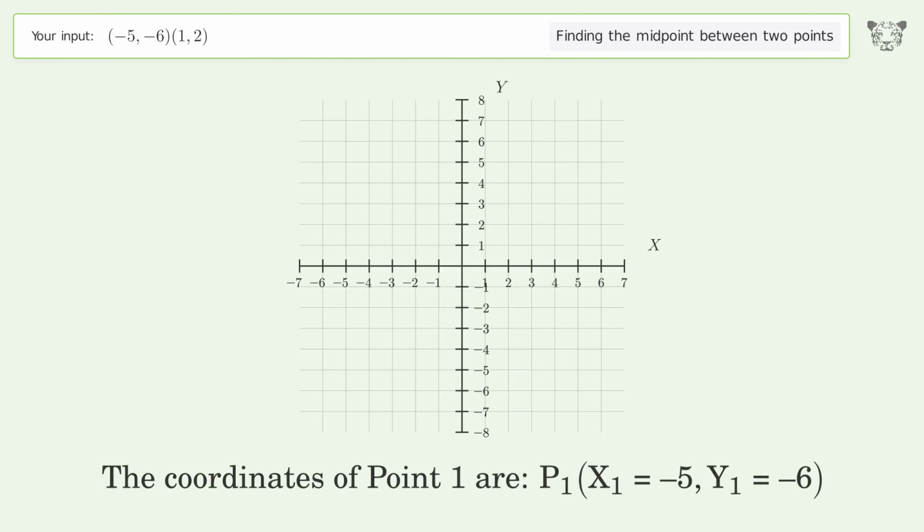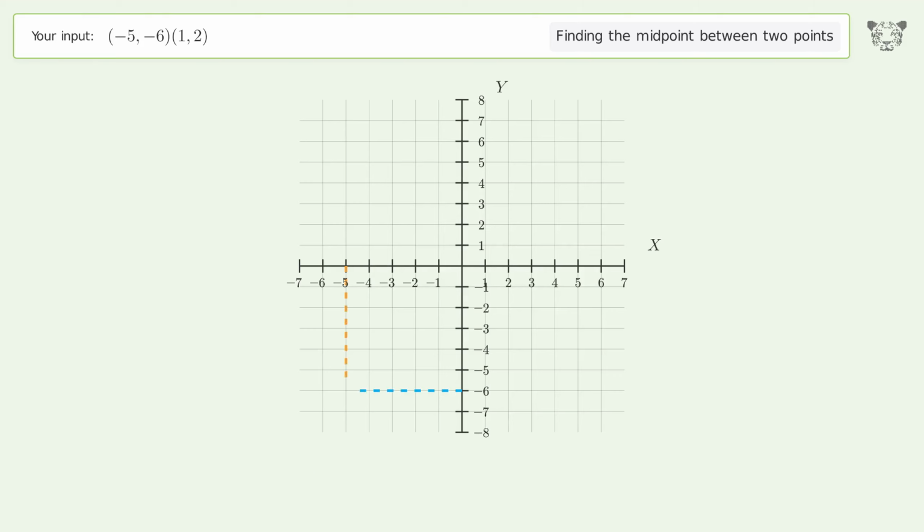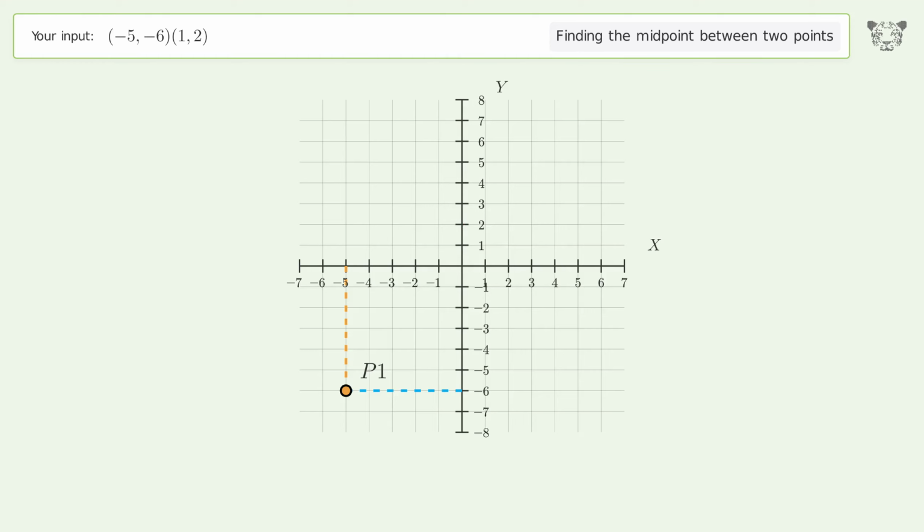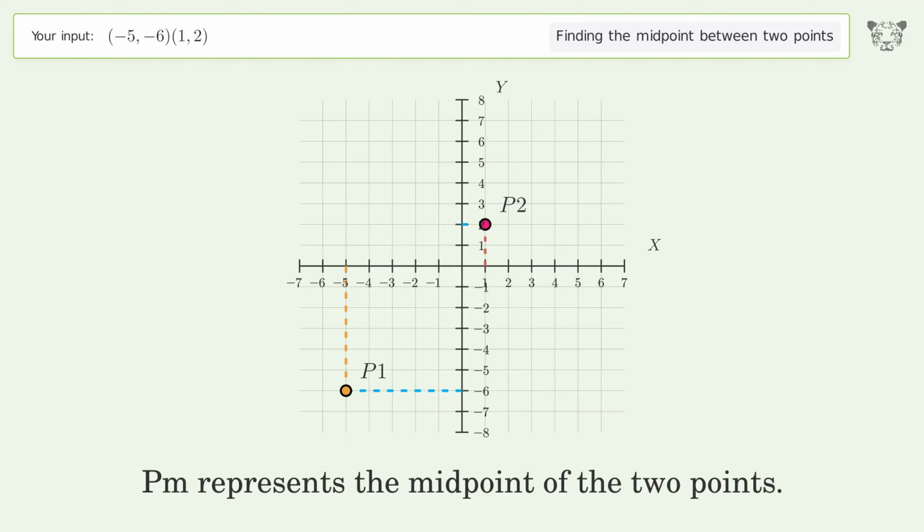The coordinates of point 1 are, x1 equals -5, y1 equals -6. The coordinates of point 2 are, x2 equals 1, y2 equals 2. PM represents the midpoint of the 2 points.